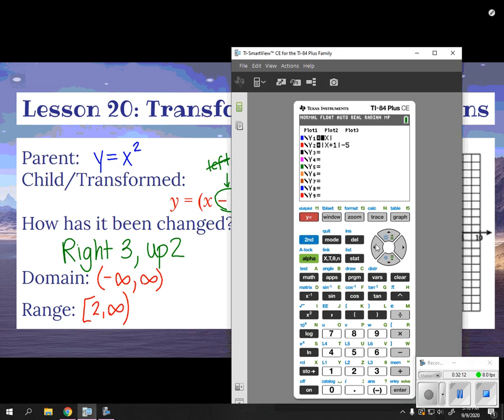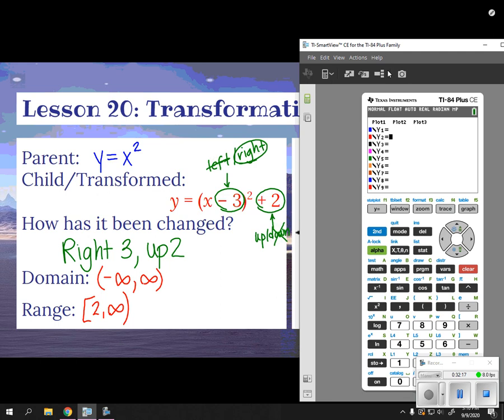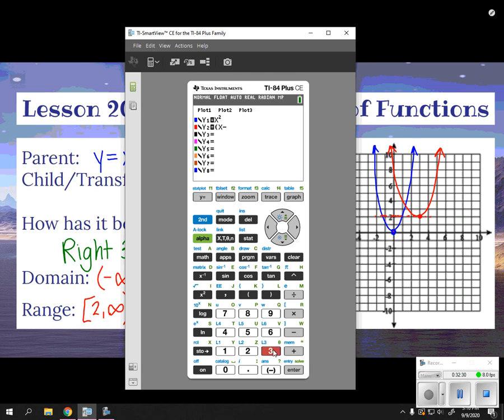All right, so let's go back to the calculator. We're going to clear everything out. We're going to look and see if we are on the right track. So let's look at x squared, and then let's look at x minus 3 in our parentheses, and then we got a +2. Don't forget your little squared though, because if you lose the squared, you change the function family. Okay, so there's my blue one. Here's my red one. Looks like it's been shifted right 3, up 2. We're looking good. Our graph matches.